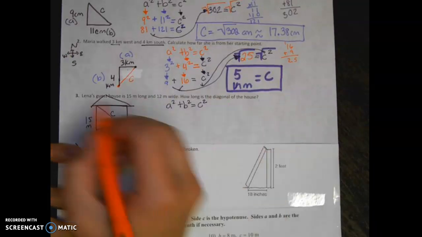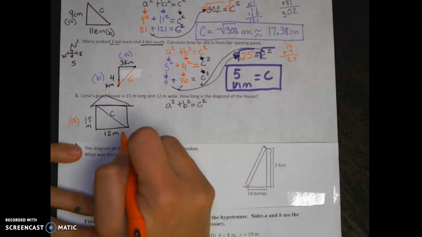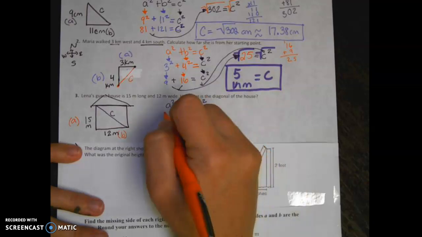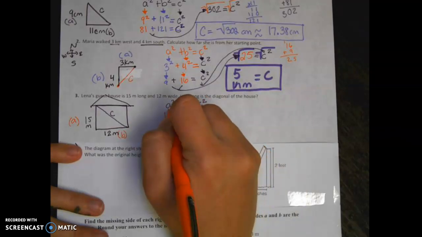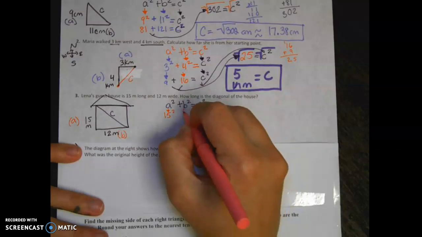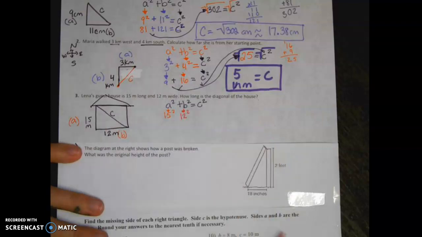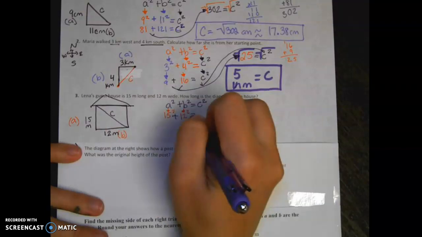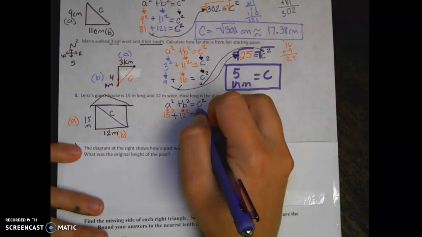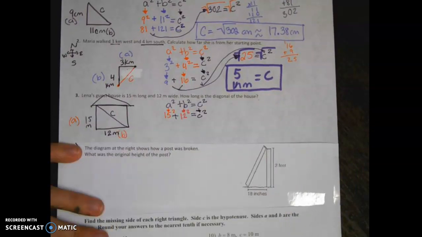My A, I'm going to say, is 15. My B is going to be 12. So I have 15 squared plus my B squared, which we said was 12, equals, of course, I'm finding C again, because I need to find the diagonal, the hypotenuse of this triangle.